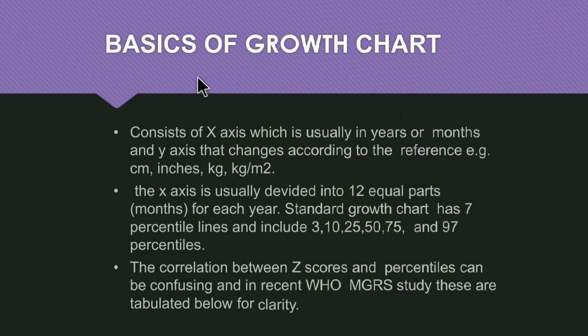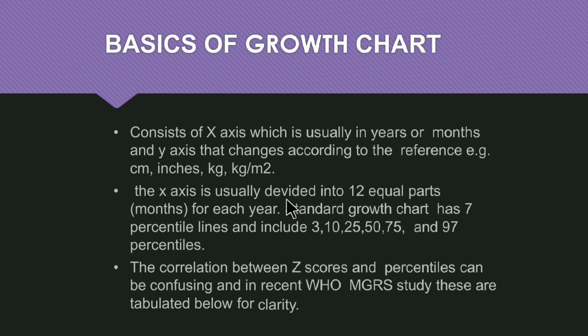So let us know some of the basics about the growth chart. Some of the things we already discussed, like on the x-axis, the age is mentioned, so the values may be either in years or in months. In the y-axis, it depends on what kind of parameter has been used. If the height is used, then the value will be in centimeters or inches. If weight is used, the value will be in kg. And if the body mass index, BMI, is used, then the value may be in kg per meter square.